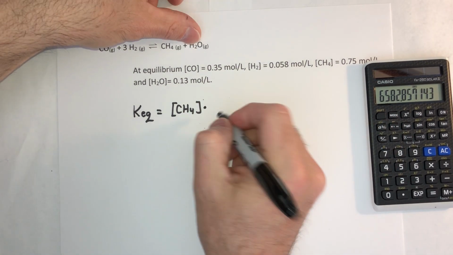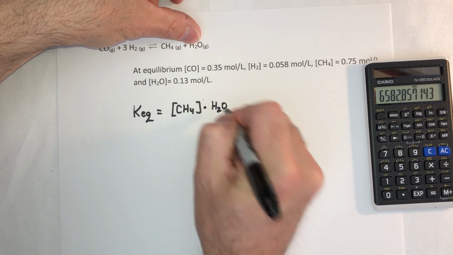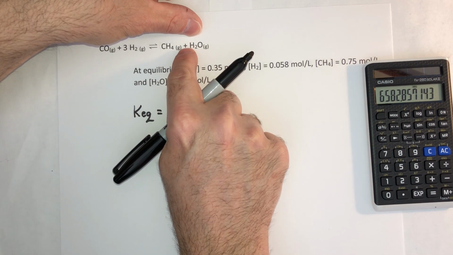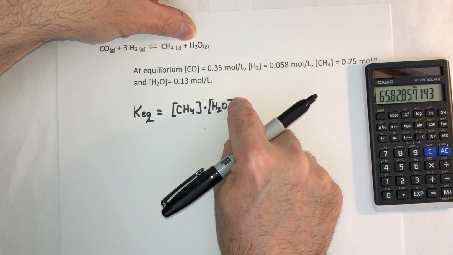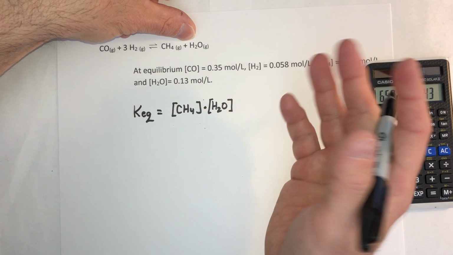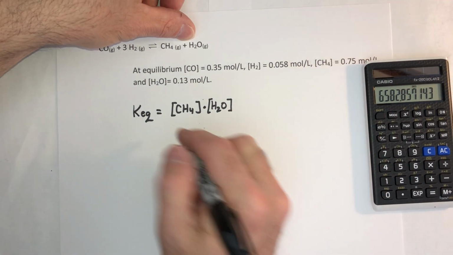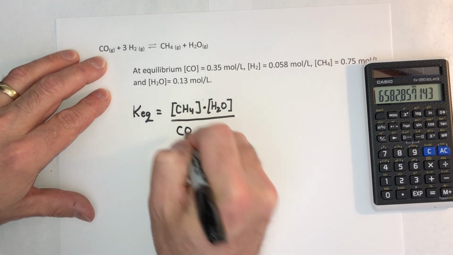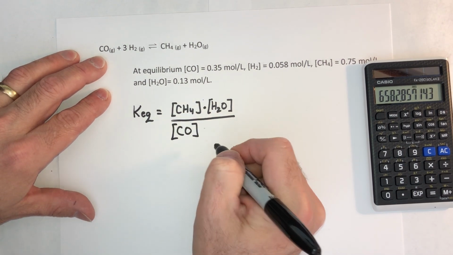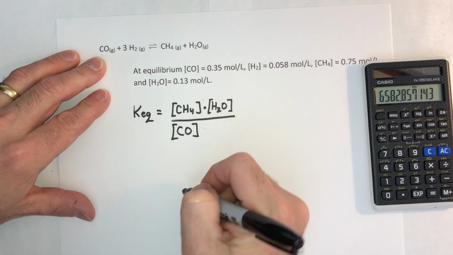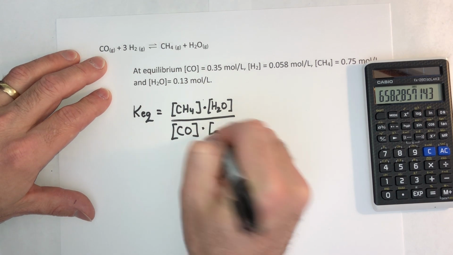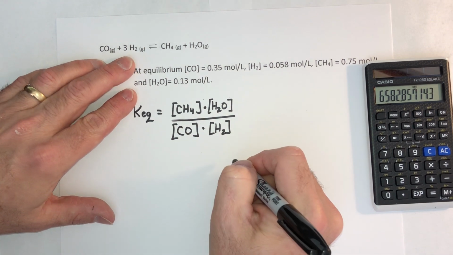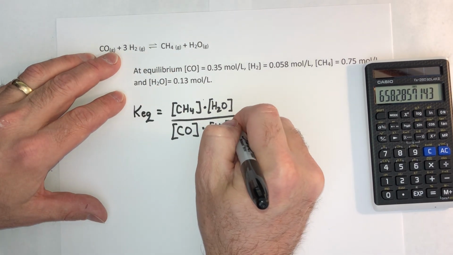I have a second product. The second product is H2O, square brackets to show concentration. Again, it has a 1 in front, so my power is 1, but I don't have to show it. It's just assumed that it's there. Divided by. First reactant is carbon monoxide, square brackets. There is 1, so power of 1, times the second reactant, which is H2, square brackets, and because there's a 3, I will cube it.